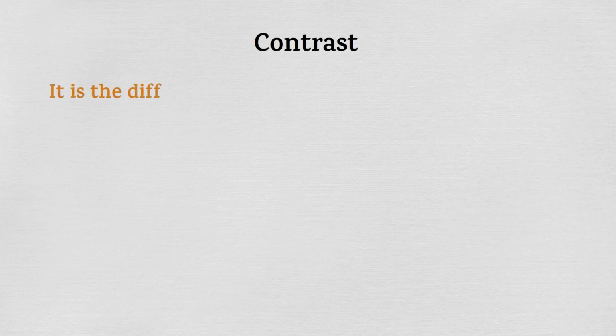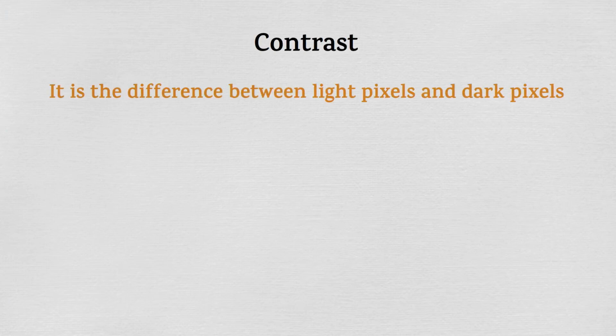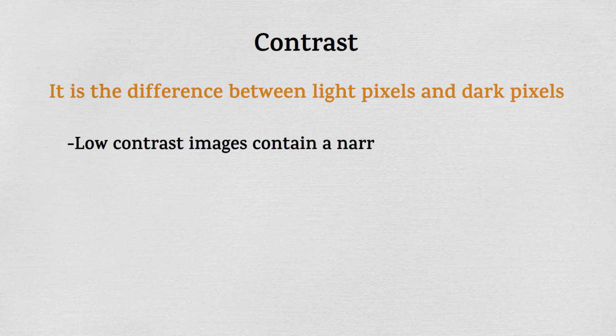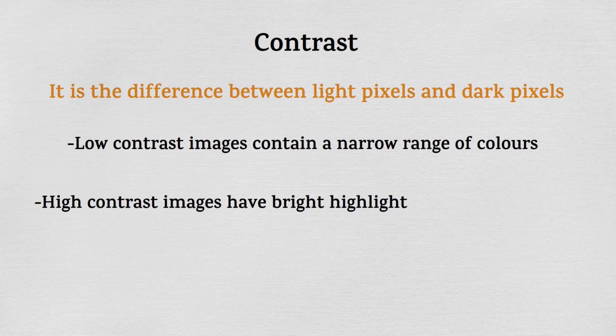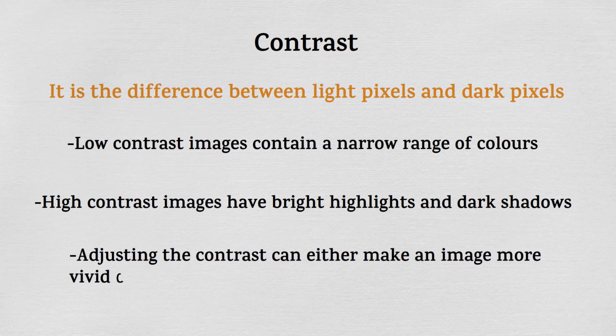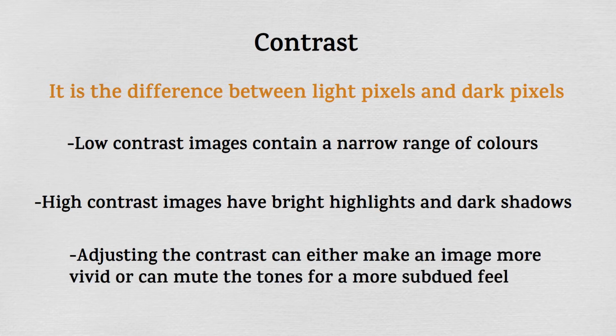Contrast is the difference between the light pixels and the dark pixels. Low contrast images contain a narrow range of colors. High contrast images have bright highlights and dark shadows. Adjusting the contrast can either make the image more vivid or can mute the tones for a more subdued feel. To make the image more bright and vibrant, you can increase the contrast, and to make the image more subtle, you can reduce the contrast.